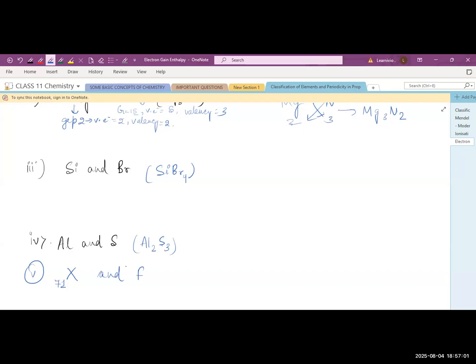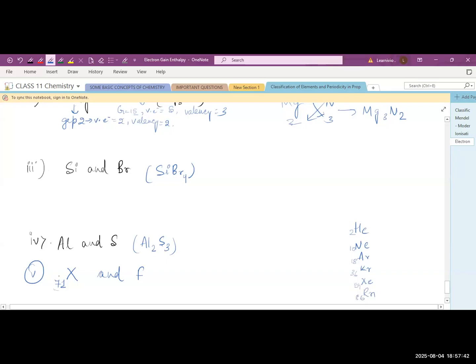First, I will give you some hints. First, try to write down the noble gas electronic configuration. Let's check. We know helium, neon, argon, krypton, and xenon, right? Helium's atomic number is 2, neon 10, argon 18, krypton 36, xenon 54, and you can write radon also, 86.